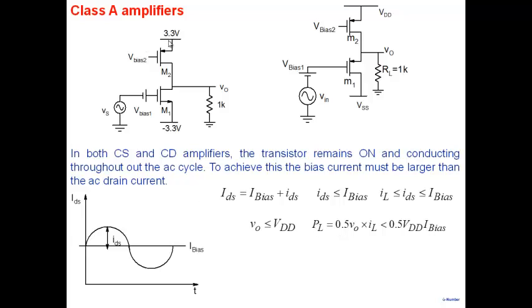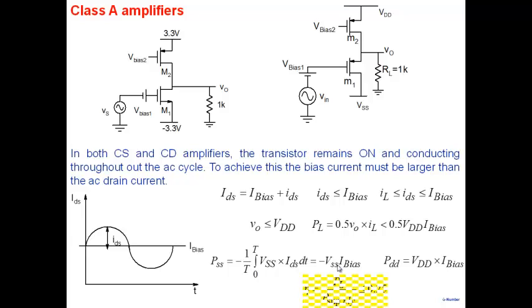The power that I take from the supply is the average power. If I look at the negative supply, the current that goes into it, when averaged, gives minus VSS I bias. VSS is negative, so it's a positive power. Similarly, power drawn from the positive supply is VDD times I bias. We are assuming symmetrical biasing, so VDD is equal to VSS, and my total power is 2 VDD times I bias. So my efficiency, PL by P supply, will always be less than or equal to 0.25.